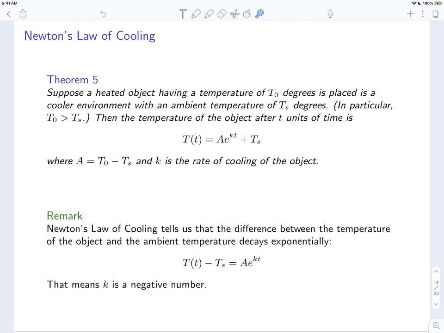There's also a Newton's law of heating, which is essentially the same theorem, but it imagines instead a cool object being placed in a warmer environment. In that case, everything is still the same, except the order of these two terms is the opposite. So in other words, you'd look at the temperature of the surroundings minus the temperature of the object, because in that case you're assuming that the temperature of the surroundings is higher. Either way, Newton's law of cooling/heating tells you that the difference in the temperature is decaying exponentially over time.